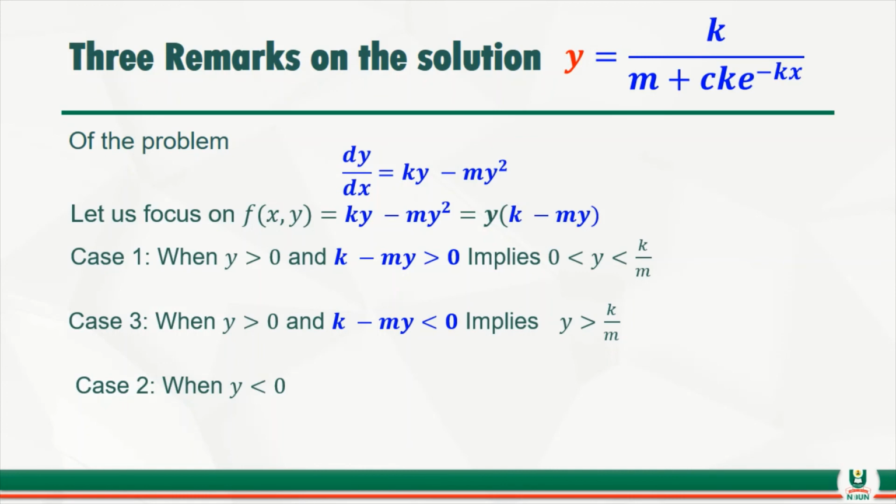But let's take a look at the case when y is greater than 0. There are two things involved when y is greater than 0. Number one is when k minus my is greater than 0, and when k minus my is less than 0. These are the two factors. So in this case now, you now see that this same problem we are talking about, which is Bernoulli, gives us 3 different cases of solution.